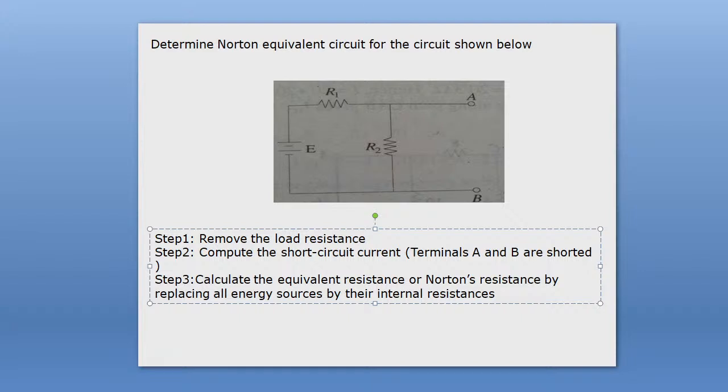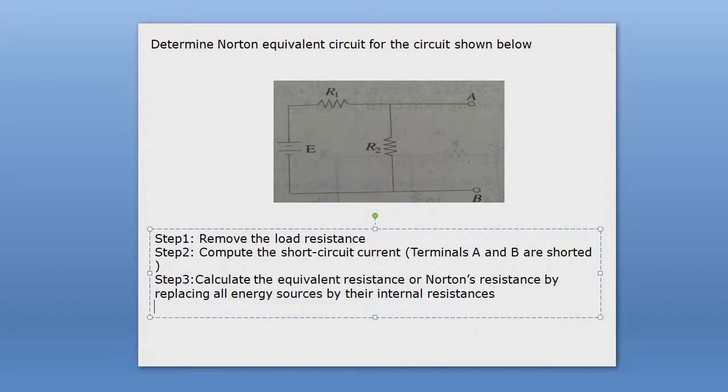And finally you draw a circuit having a current source which produces short circuit current, in parallel with the Norton resistance, okay.